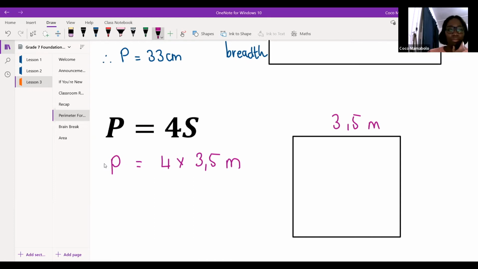Too easy. Yeah, way too easy. Therefore, P is equal to 14. Not centimeters. Aha. This time I did catch you guys out. Aha. There we go. Therefore, P is equal to 14 meters. And I didn't fall for my own mistake. Yay.